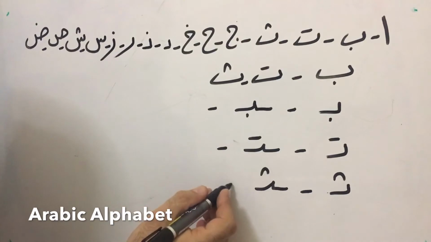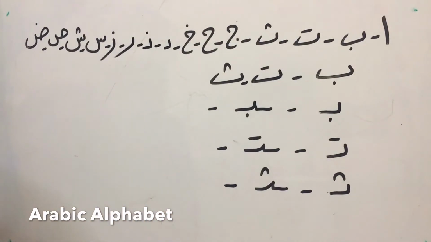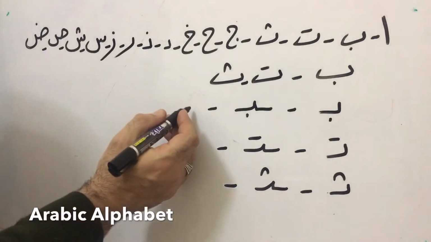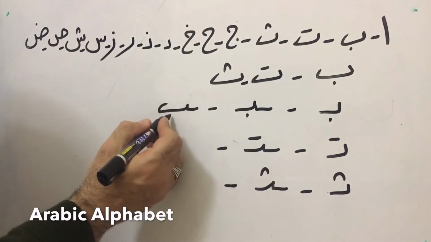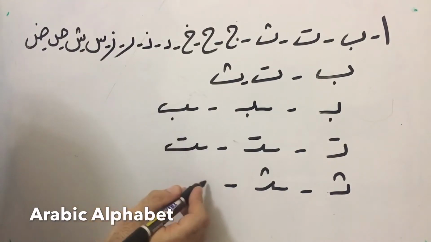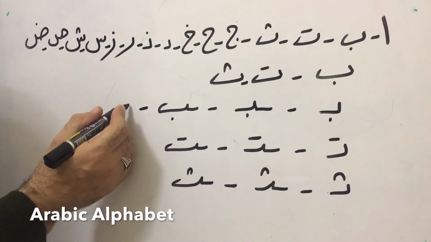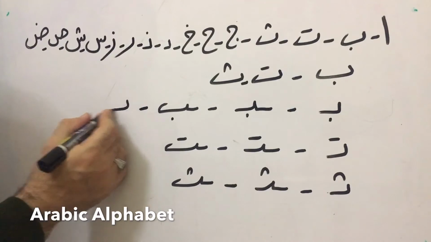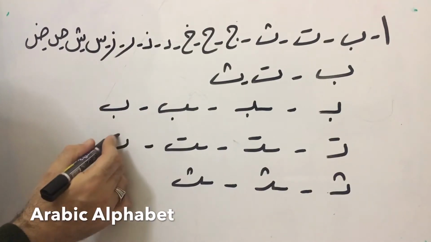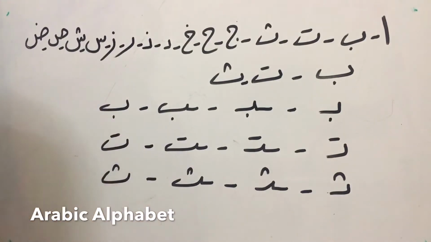If they come at the end of the word, they are either related to the letter before or not. So if they are related, they are like this. If they are not related, they are like this. So we can see how these three letters are similar.